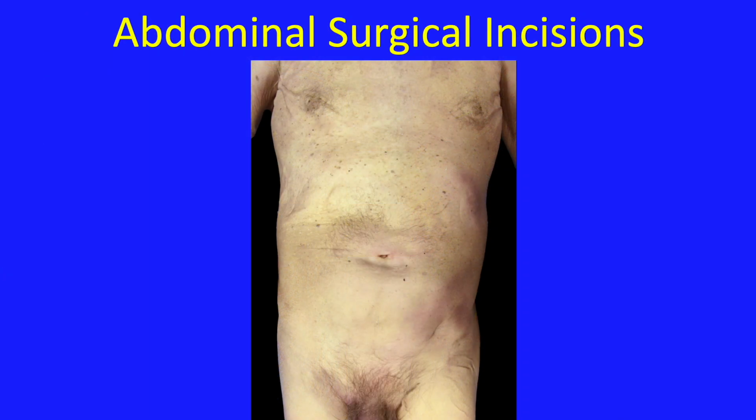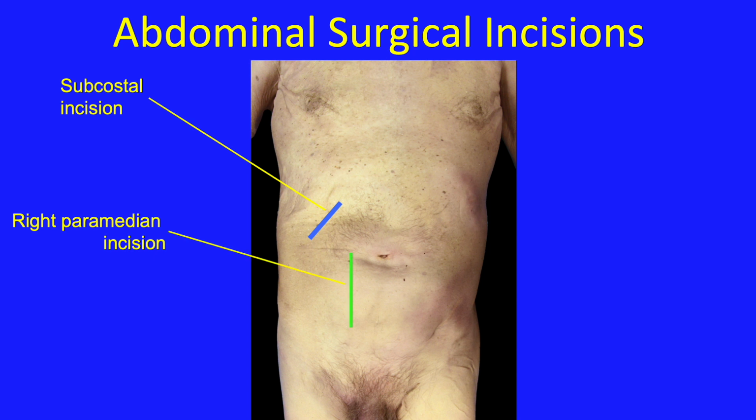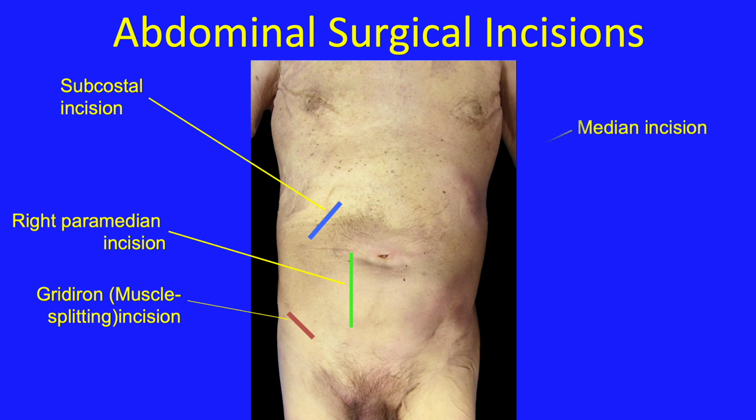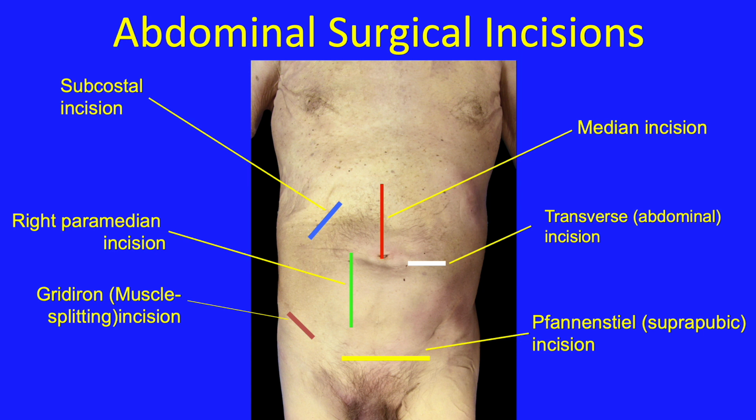Having described the makeup of the anterior abdominal wall, let's identify the classic surgical incisions used to enter the abdominal cavity via the anterior abdominal wall. These incisions include the following: the subcostal, the right paramedian, the gridiron muscle splitting, the median, the transverse, and the Pfannenstiel or suprapubic, or bikini cut as it became known in the vernacular.